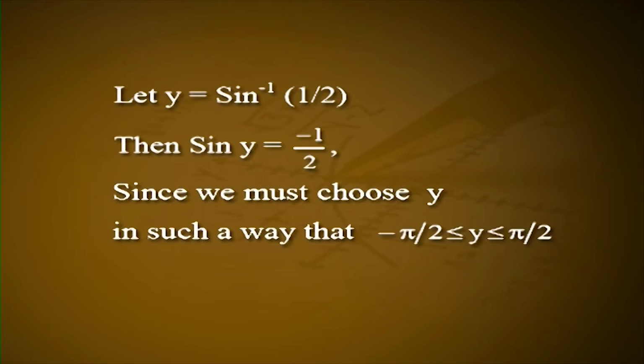Example: evaluate sin inverse of minus 1 by 2. Let y is equal to sin inverse of minus 1 by 2. Then, sin y is equal to minus 1 by 2. Since we must choose y in such a way that minus pi by 2 is less than or equal to y less than or equal to pi by 2, we get y is equal to minus pi by 6.